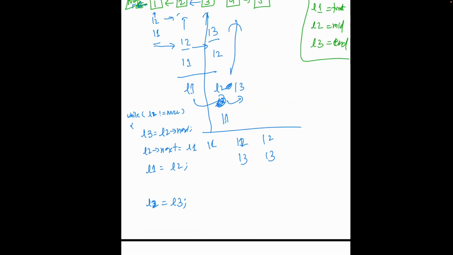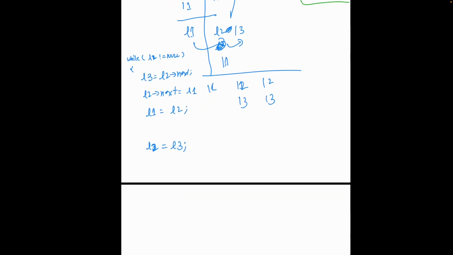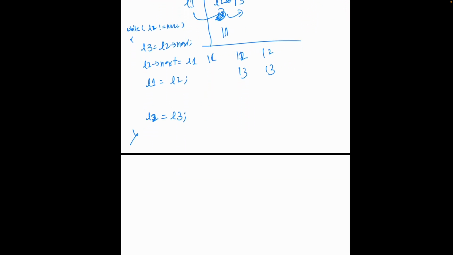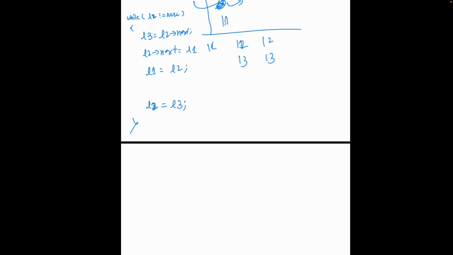Now, there's one edge case. Let's say we are at 3, 4, 5. Let's say L2 and L3 point here, L1 points here. So when we run this loop, L3 will become L2's next. So L3 will point to null.